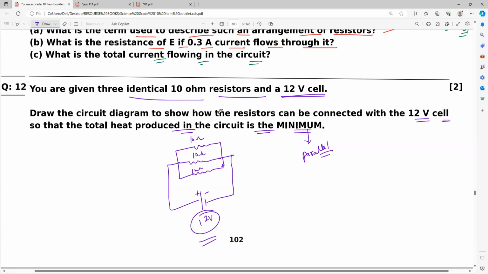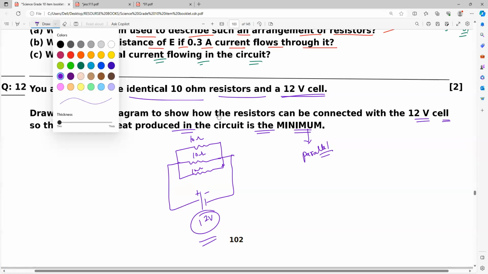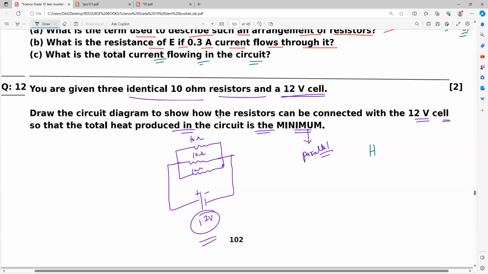Anyone? Because of 1 minute. Resistance is high, but heat is developed, 10 ohm resistors. So 1 minute. Wrong answer. Whenever they ask about heat, you have to use a concept called Joule's law of heating. According to Joule's law of heating, H is directly proportional to what? Everybody? I square. Correct? So when the current is less, parallel connection or series connection? Series connection. Sorry.